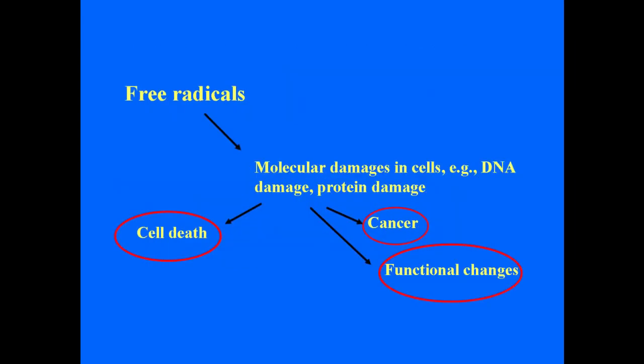So what are the possible consequences of free radical formation or increased free radical activity in cells? Of course, these are very active compounds that can cause molecular damage inside cells. For example, DNA damage, protein damage, or damage to lipids, cell membrane lipids, which can cause the cell to die. So the consequences, as I mentioned earlier, is that one possibility is it can cause cancer because of mutation.